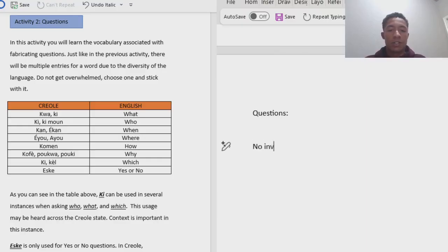No inversion. So, for instance, you can't say fais-vous ça? Like, did you do that? Fais-vous ça? Or fais-toi ça? You can't really say that. This is a no-go. What you can ask is, tu fais ça? You did that?